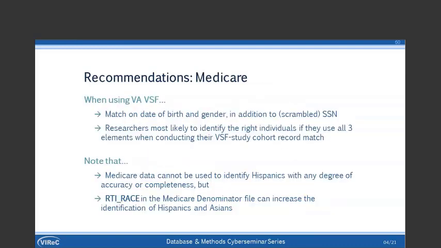So when you use Medicare data, you just have to make sure, if you're using the vital status file, that you match on all three of date of birth, gender, and SSN. Keep in mind that the Medicare data cannot be used to identify Hispanics with accuracy or completeness. And so if this is a group of particular interest, you should consider using the imputed RTI race variable, because this will greatly increase your ability to identify Hispanics and Asians. Again, you're going to use this in an aggregate and in a statistical manner. You don't necessarily know that any one particular individual who's coded as Hispanic or Asian actually is.